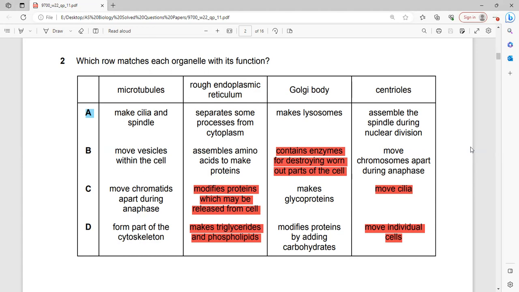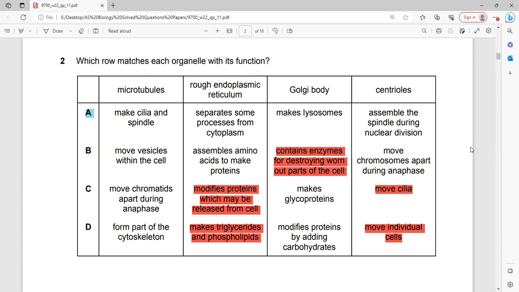So that is correct. They move vesicles within the cell. Different vesicle or cytoplasmic streaming movement is controlled by microtubules, so that's also correct. They move chromatids apart during anaphase, so they are responsible for distribution of chromosomes during cell division. It's also correct. And they form part of the cytoskeleton, which gives shape to the cell and maintains the overall structure of the cell. So they're also playing their role. So all options are correct.